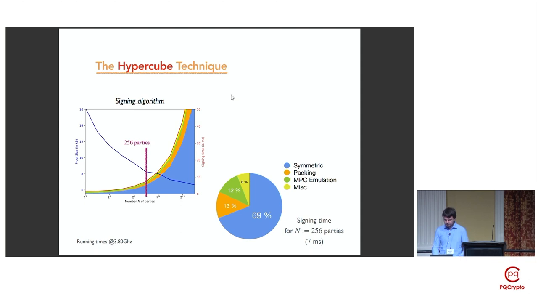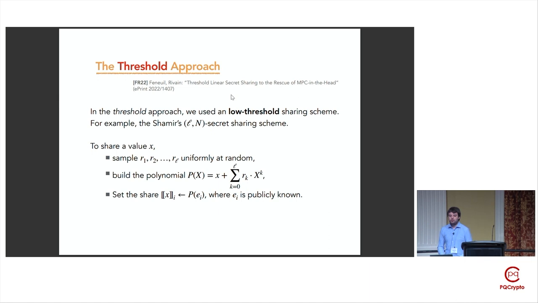There is a second one, the threshold approach. It's quite simple. The idea is even simpler. As I said, the MPC protocol in the traditional approach takes an additive sharing of the secret. In the threshold approach, instead of using an additive sharing, you use a low threshold sharing scheme, for example, the Shamir secret sharing scheme.